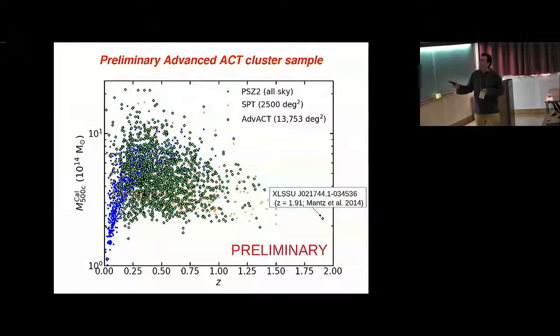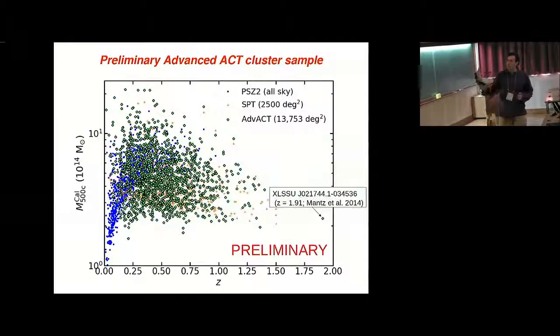This is this Mantz paper. And we detect that in advanced ACT as well. This is a 6 sigma detection. So this is a nice illustration that if a cluster is sufficiently massive, we should be able to find it if it exists. And yeah, we've got to do a fair amount of work, I would guess, filling in this region.